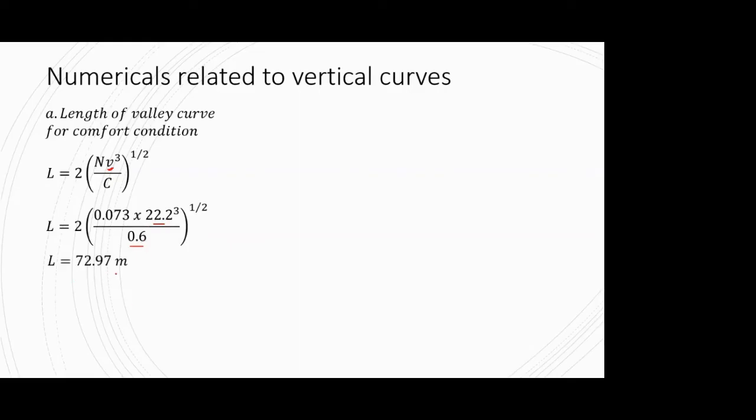So from that, the length works out to be 72.97. Here you don't have any comparison to do, whether it's greater than or less than anything. So it's simply, assuming that your valley curve is designed as a transition curve, you get length as 72.97.